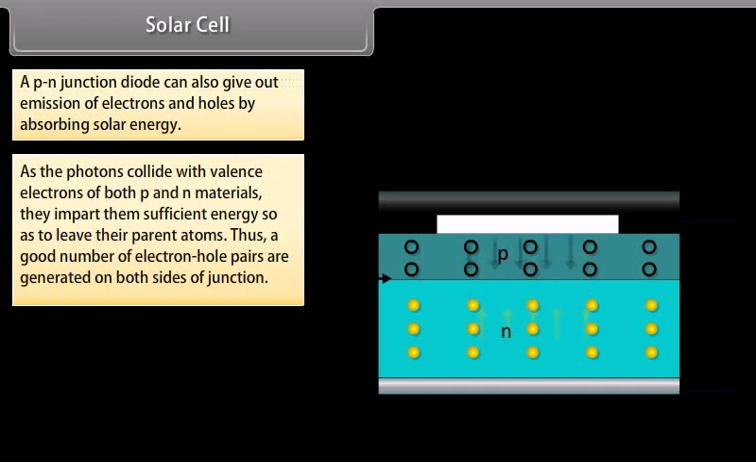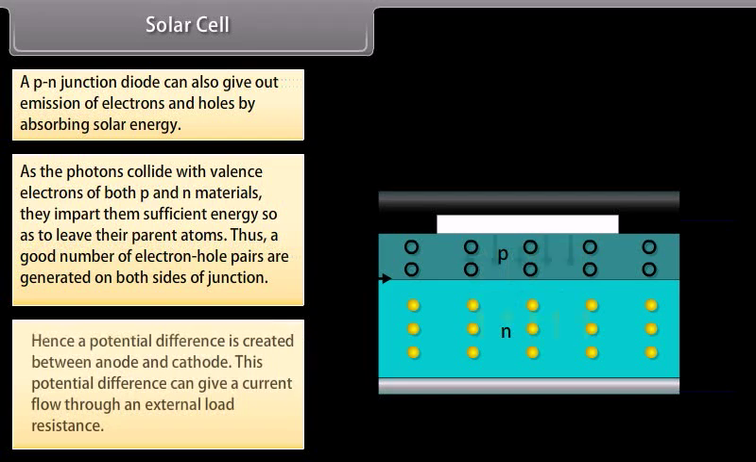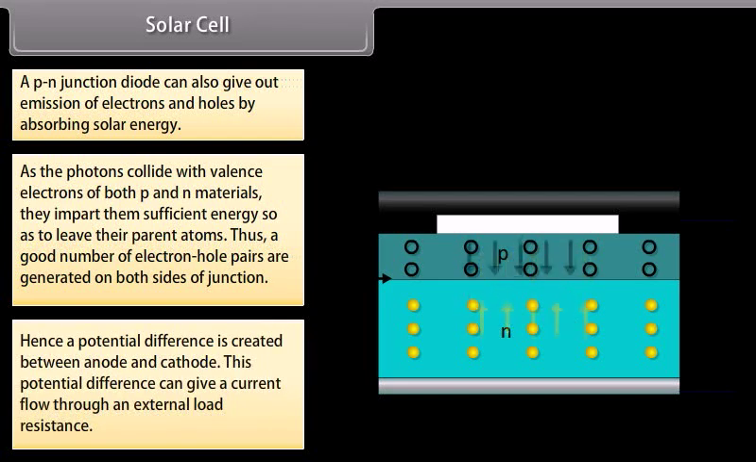As the photons collide with valence electrons of both P and N materials, they impart sufficient energy to them so as to leave their parent atoms. Thus, a good number of electron-hole pairs are generated on both sides of the junction. Hence, a potential difference is created between anode and cathode. This potential difference can give a current flow through an external load resistance.